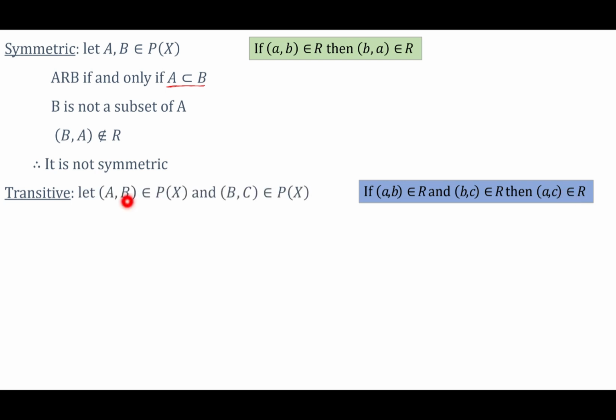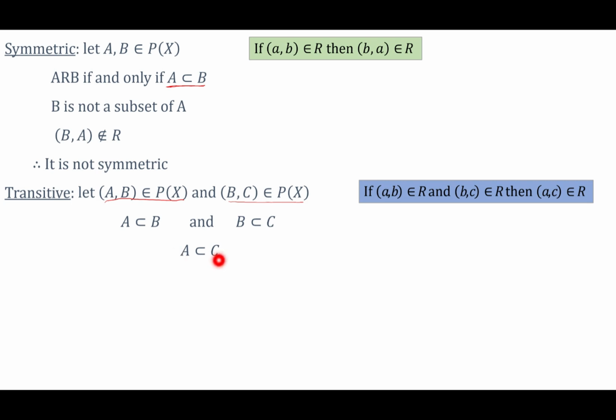Let (A, B) belong to the power set and (B, C) belong to the power set. If (A, B) belongs to the power set, it means A is a subset of B, and if (B, C) belongs to the power set, that means B is a subset of C. Now it is clear that if A is a subset of B and B is a subset of C, then A is a subset of C, of course.